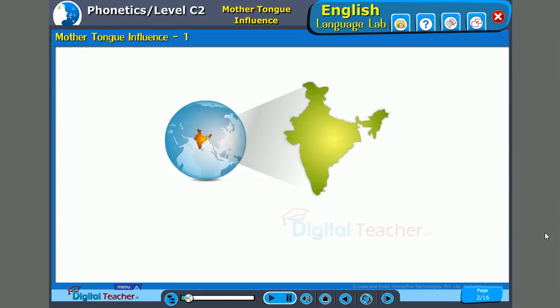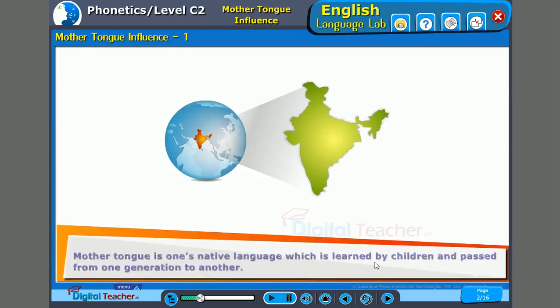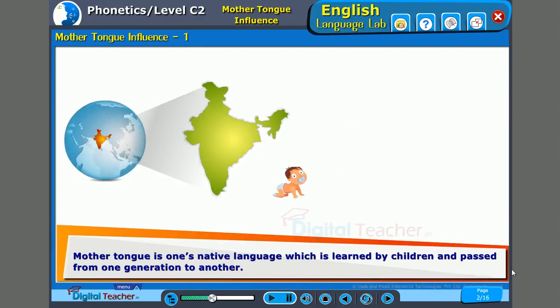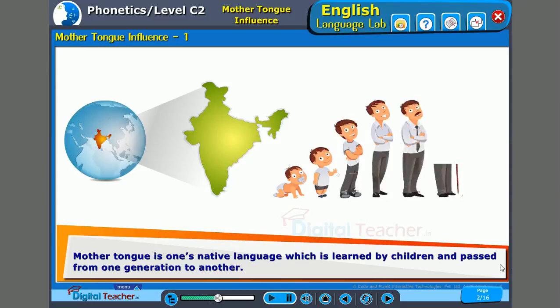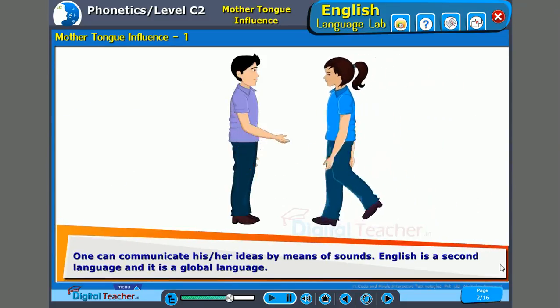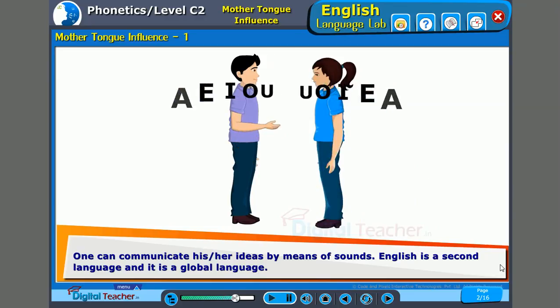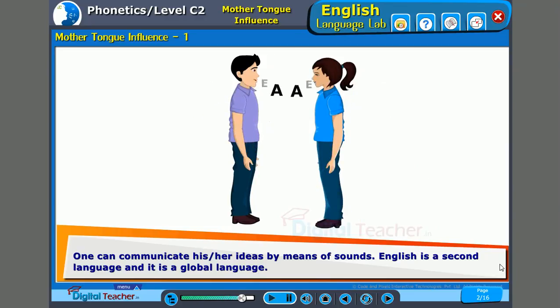Before going to MTI, let us know what is mother tongue. Mother tongue is one's native language, which is learned by children and passed from one generation to another. One can communicate his or her ideas by means of sounds. English is a second language and it is a global language.